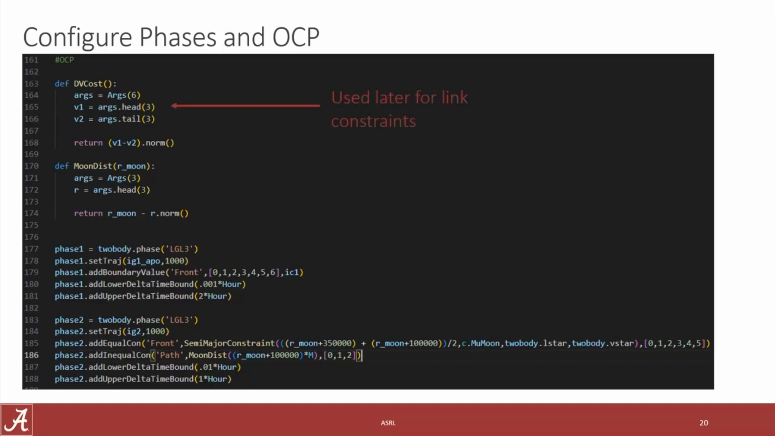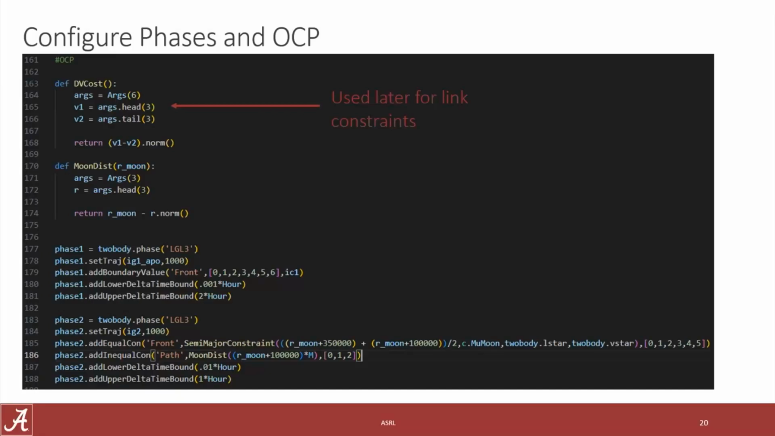Yeah, there's a good reminder here for the semi-major axis. We're doing 350 kilometers, so 350,000 meters, plus the radius of the moon, so that it is 350 altitude for the apoapsis and 100 kilometer altitude from the moon for a periapsis.